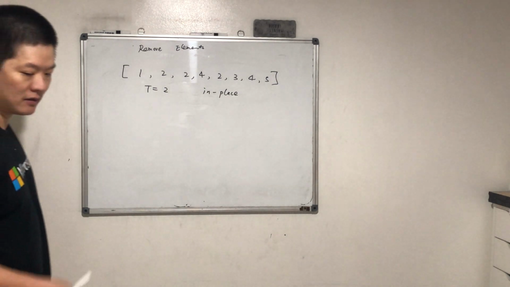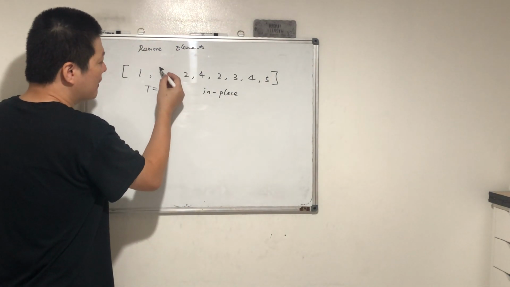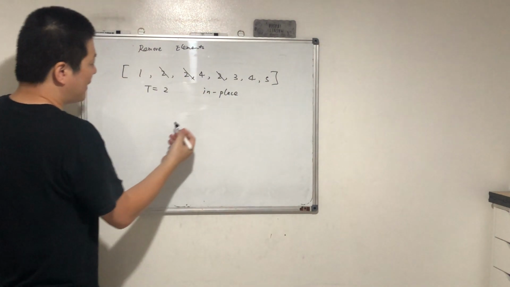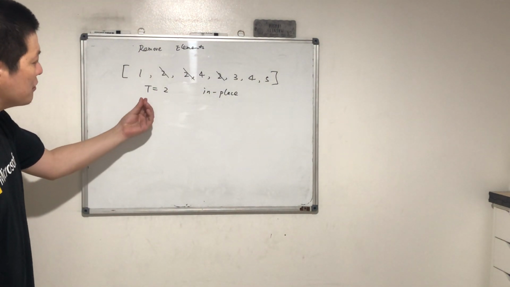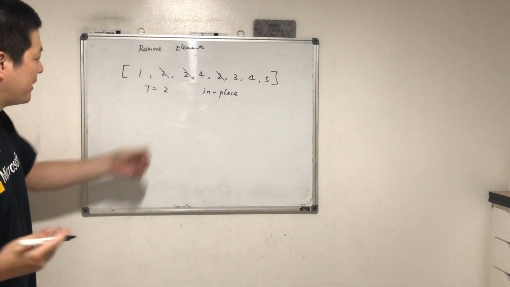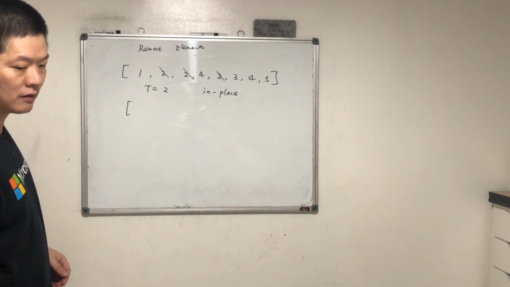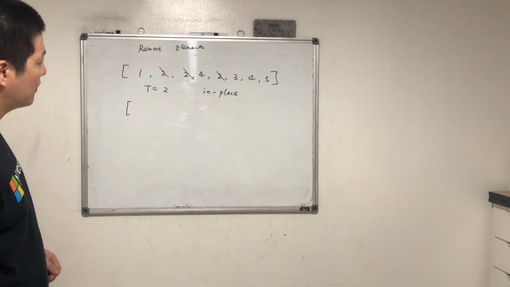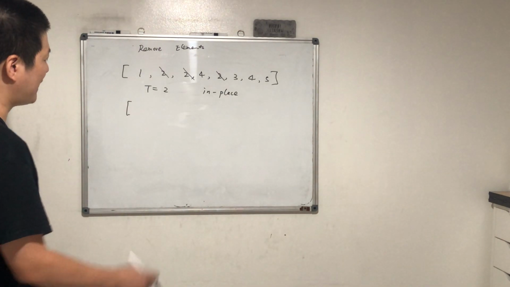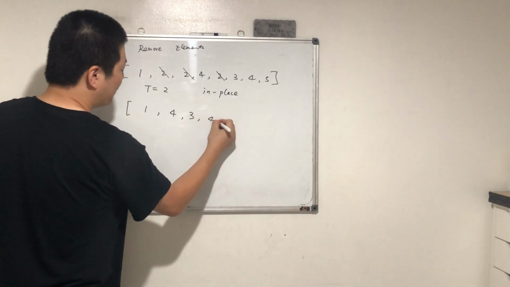So I want to remove the 2, and I don't want to create an additional copy of this array. After removing, you just go through the array and cross out the ones that match the target. Now it becomes 1, 4, 3, 4, 5.